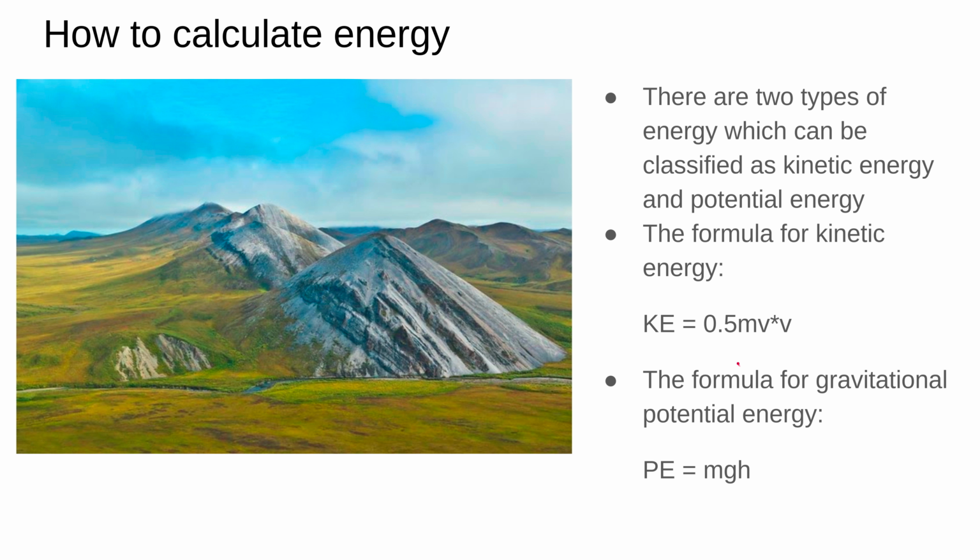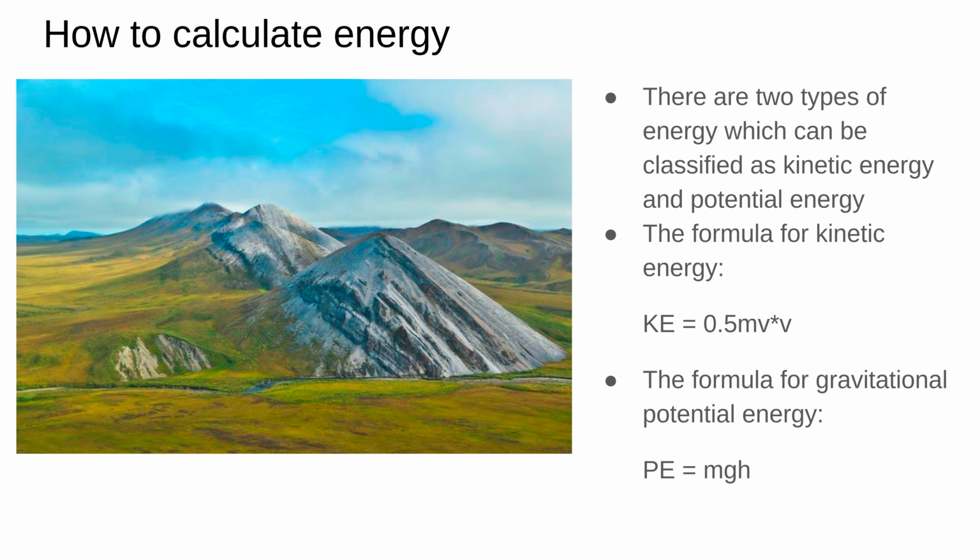Okay, so how to calculate it. And here's a little bit of a principle. There are two types of energy, which can be classified as a type of kinetic energy, a type of potential energy, or a type of both. What is the formula for kinetic energy? Well, it might be different for some types of kinetic energy. So it's not always, but for some kinetic energy, it would be 0.5 mv squared, half mv squared.